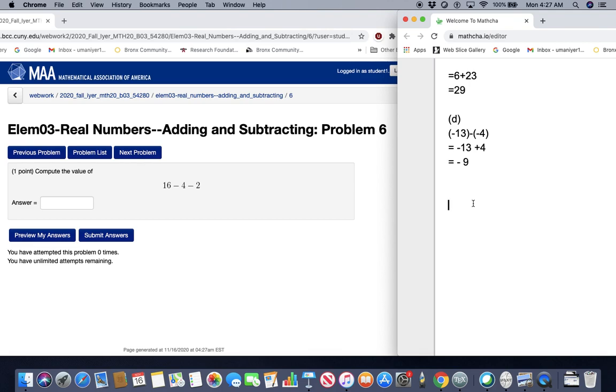Okay. Next one, 16 minus 4 minus 2. Well, go from left to right because they are all additions and subtractions, right? 16 minus 4 is 12, minus 2. 12 minus 2 is a 10.